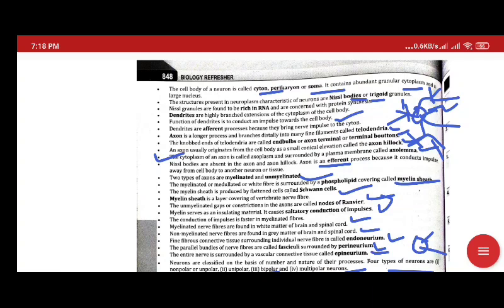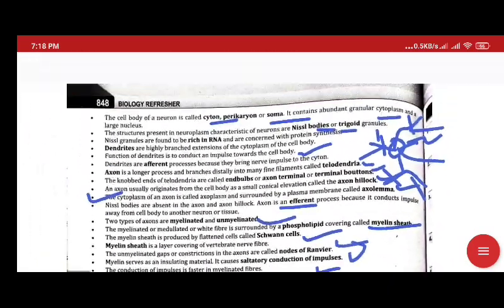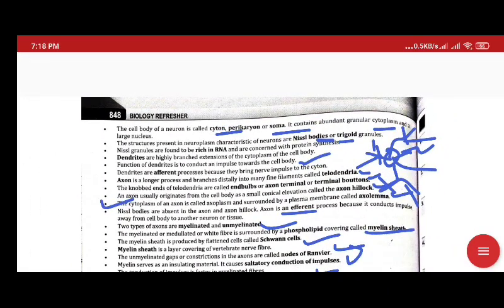Then we have the last, nervous tissue. In nervous tissue we have neurons and neuroglia cells. The function of neuroglia cells is supporting and connecting neurons and helping neurons. So that is up to animal tissue.